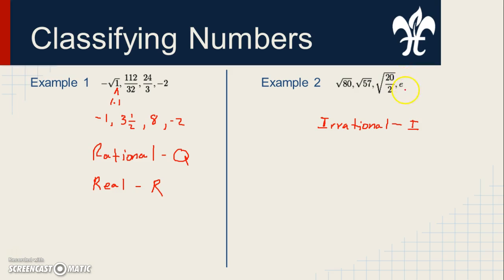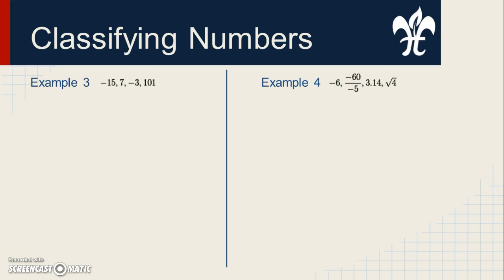And then we have over here e. We use this number to create things like natural logs. It's a naturally occurring number, and it's a decimal. It's a representation of a decimal that does not repeat and does not end. It does not truncate. So that's also irrational. So we have found all these are irrational, and they're also all real. So irrational and real. Let's do example 3.